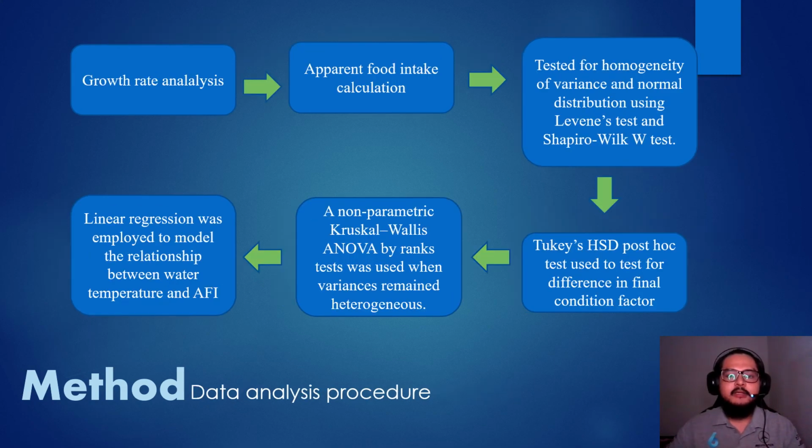Next is the data analysis procedure. The growth rate analysis will be calculated with the apparent food intake calculation. Data were tested for homogeneity of variance and normal distribution using Levene's test and the Shapiro-Wilk W test. The Tukey HSD post hoc test is used to assess the difference in final condition factor. A non-parametric Kruskal-Wallis ANOVA by rank test was used when the variance remained heterogeneous. A linear regression was employed to model the relationship between water temperature and the apparent food intake.